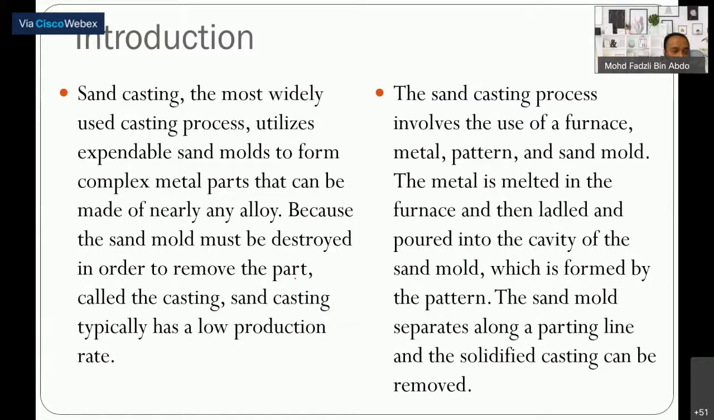Maksudnya tadi lah saya cakap, that's why dinamakan expandable mold. Kita tak boleh gunakan berulang kali. Called the casting, and sand casting typically has low production rate. Okay. The sand casting process involves the use of furnace, metal, pattern and sand mold. The metal is melt in the furnace. Molten metal tu kita dalam furnace, and then the ladle and pour into the cavity of the sand mold, which is formed by the pattern. The sand mold separates along a parting line, and the solidified casting can be removed.